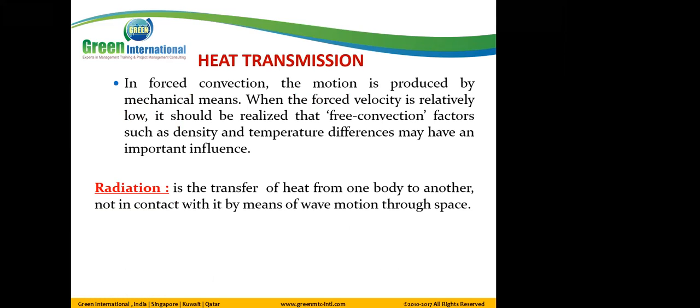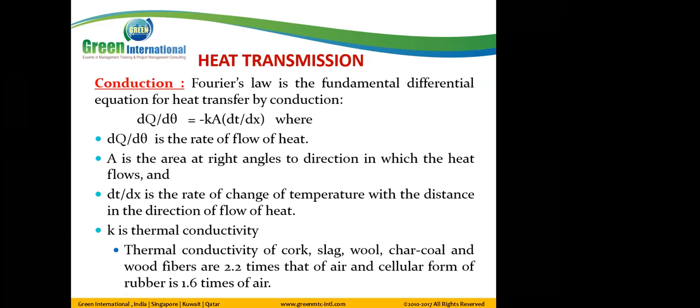We force air to blow onto the particular surface, or wherever the fluid or gas is where the heat transfer should take place. Again, the temperature difference will make the heat transfer. In forced convection, motion is produced by mechanical means. If the velocity is very low, then you can call it free convection or natural convection. Radiation does not need a body in contact, not even convection. It's something like a ray, a wave motion through a space or empty place. That's radiation. What we are going to see is conduction and convection only.